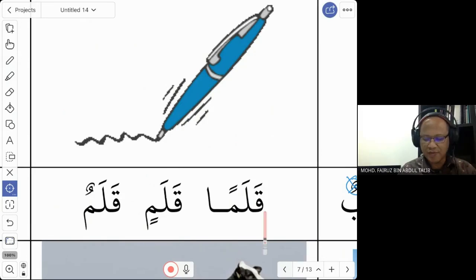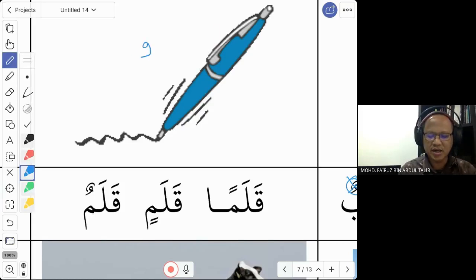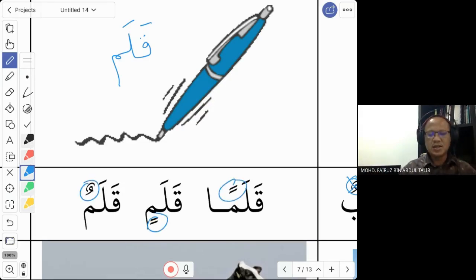So we will read until this meem. We can just ignore this. Okay, so you say, oh, this is actually qalam. So we write qalam. The meem part depends on the location of the word. Sometimes it is qalaman, sometimes qalamin, sometimes qalamun. But the word itself is just qalam.